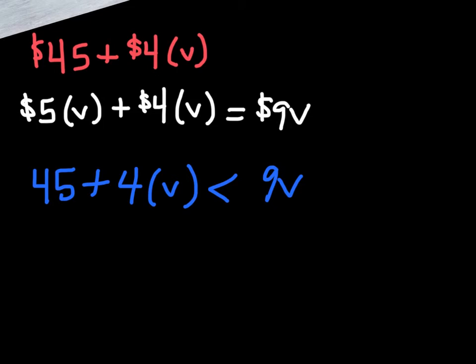Now we solve the inequality following the steps that we already know. First, we need to get all of our v's on one side. So we're going to subtract 4v from each side, giving us 45 is less than 5v. Now we simplify by dividing each side by 5, giving us v is greater than 9. So if we buy our skates, the cost would be less after 9 visits to the rink.